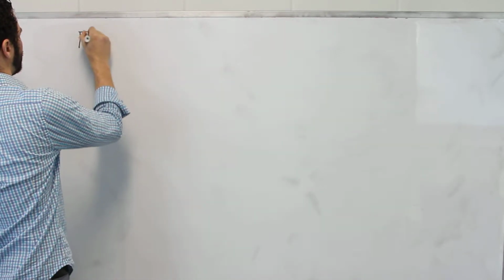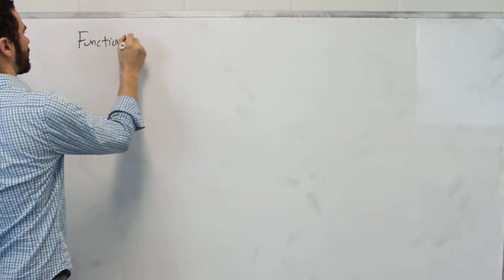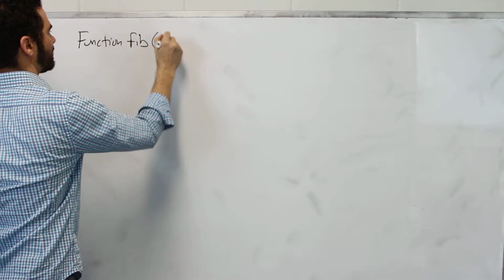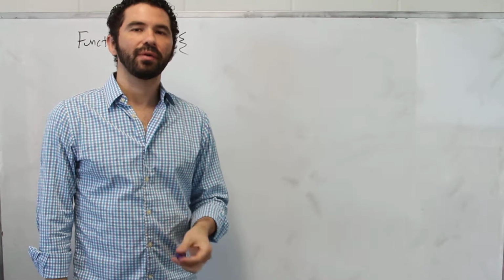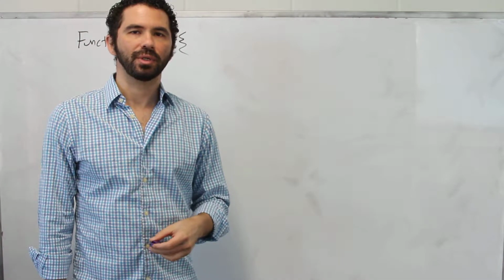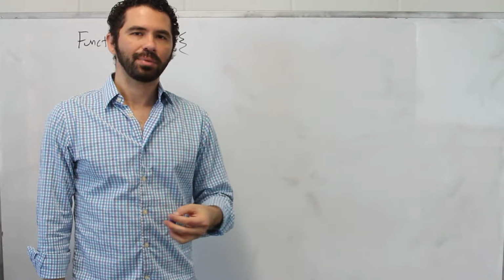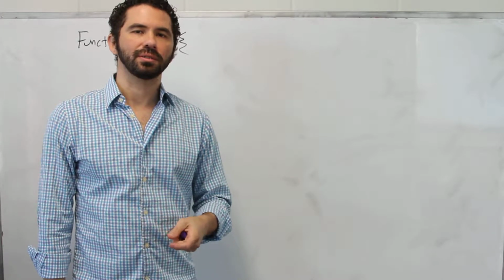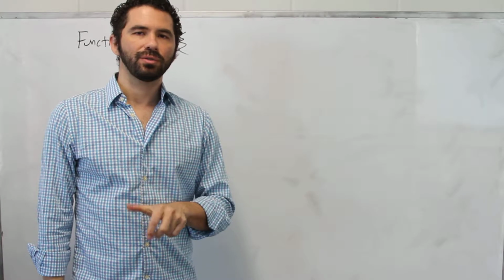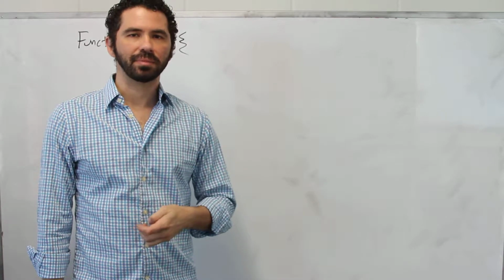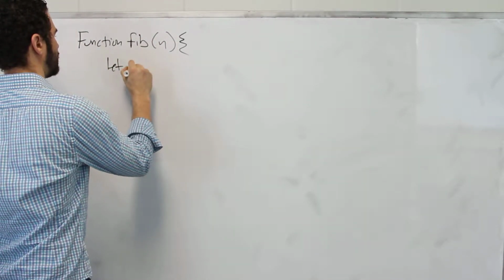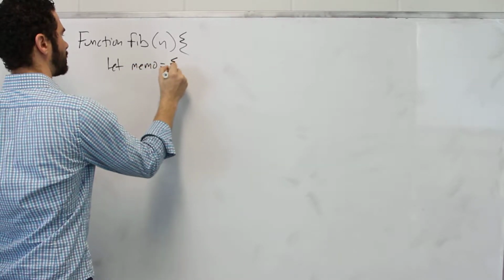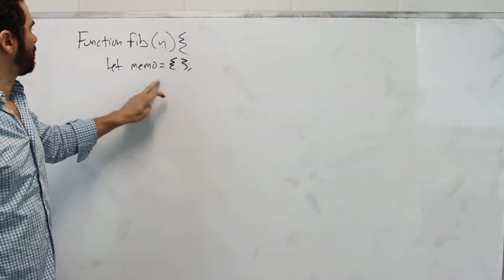All right, so we're going to first create our function. We're going to say function fib, and we're going to pass a parameter of n. The first thing we're going to do is create a variable called memo, and this memo is an empty dictionary. As we do our recursive calls, those results will be placed into our empty dictionary. So we're going to have let memo equals our open dictionary right here.